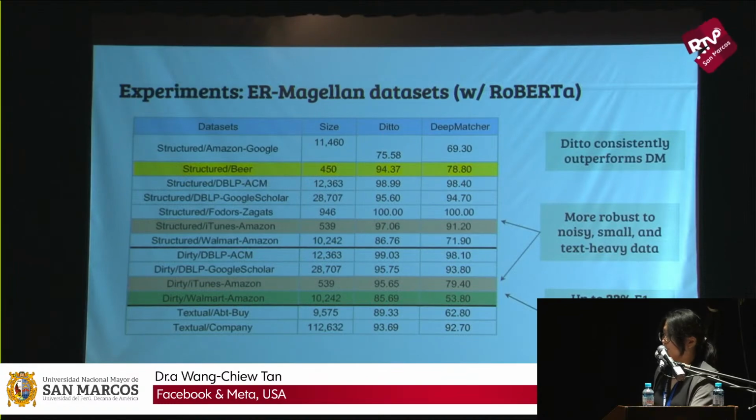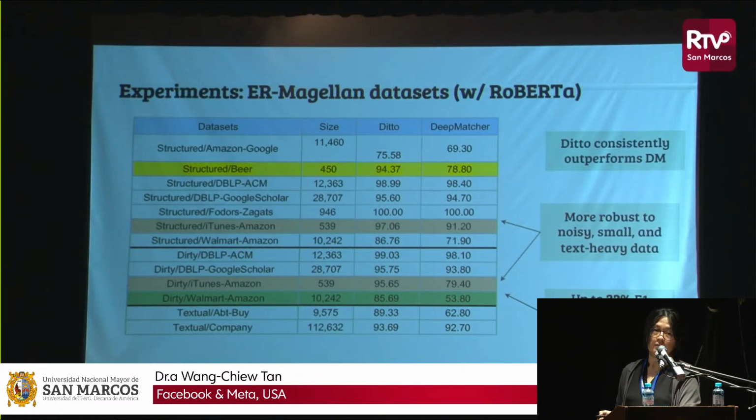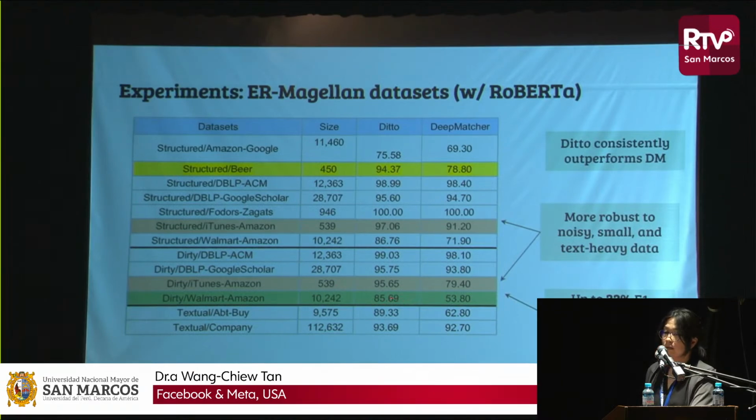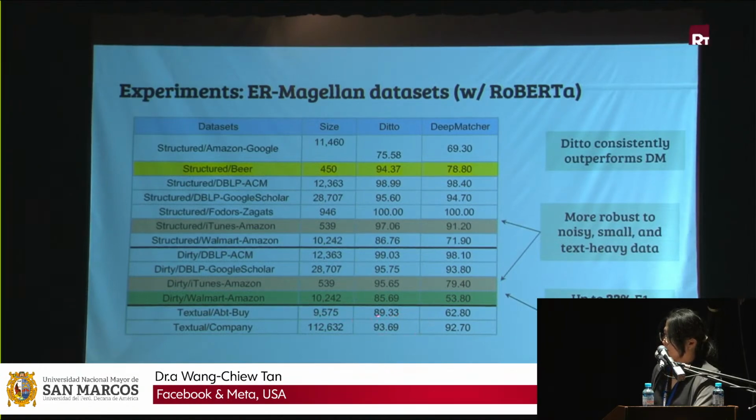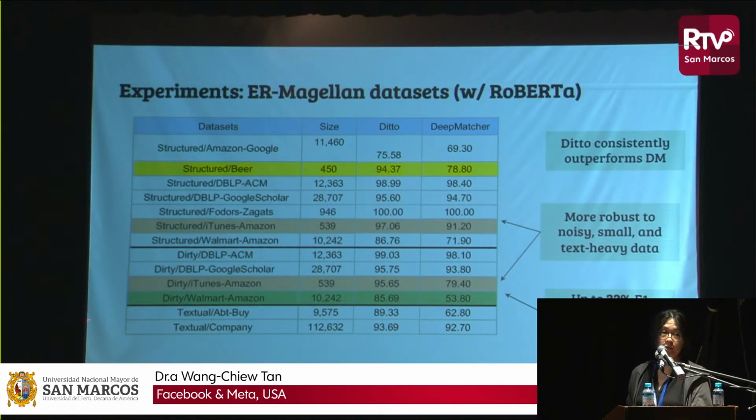I think somehow the pre-trained language models know how to handle messy data better than other models. The other thing I want to note is that for text-heavy data, it was also doing much better, for obvious reasons, because here we are using language models right from the ground up.